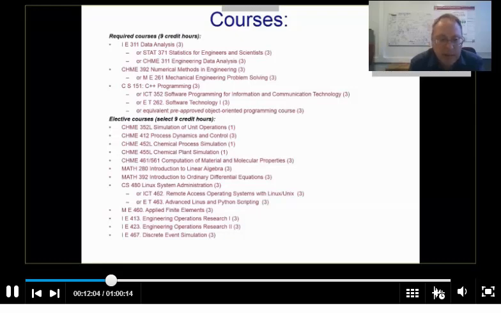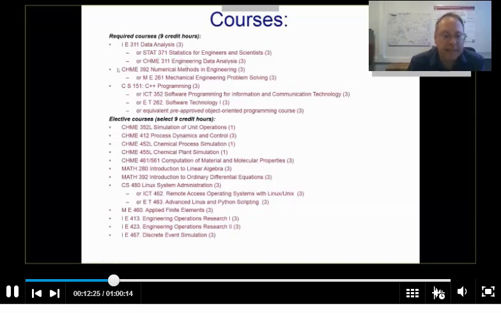But the majority of these are computer science and data and numerical methods and simulation courses. So we have, within the required courses, they have to take one course on statistics or data analysis.